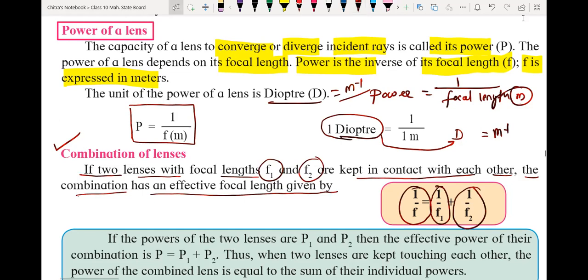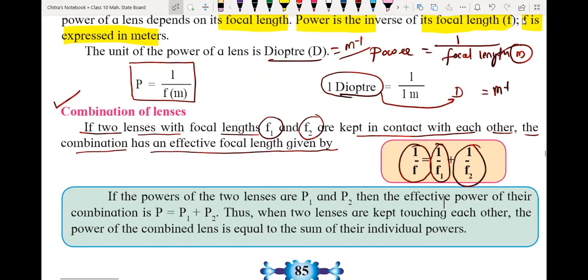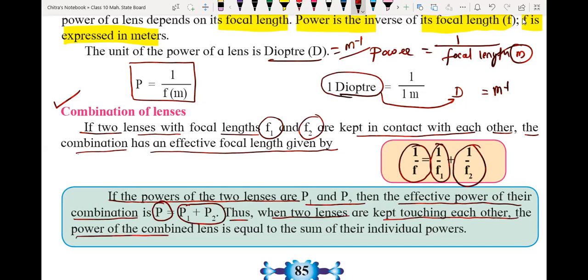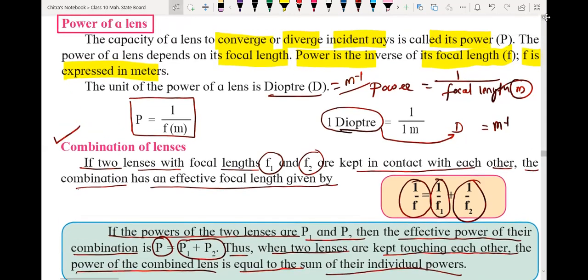Likewise, the power of the lenses also gets added. If the powers of the two lenses are p1 and p2, then the effective power of the combination of lenses will be p equals p1 plus p2. Thus, when two lenses are kept touching each other, the power of the combination is equal to the sum of their individual powers. This is the power of a lens for a normal lens and a combination of lenses. So again, take a screenshot of that.